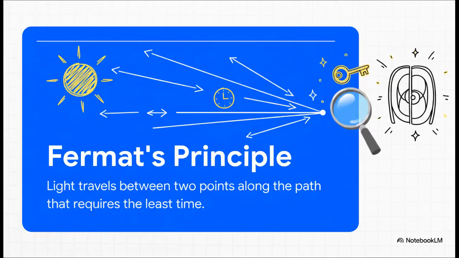And here it is. This is our master key for today. It's called Fermat's Principle, or the principle of least time. All it says is that out of all the possible ways light could travel, it always takes the path that gets it there the fastest. That's it. This one idea is going to unlock everything else we're about to explore.